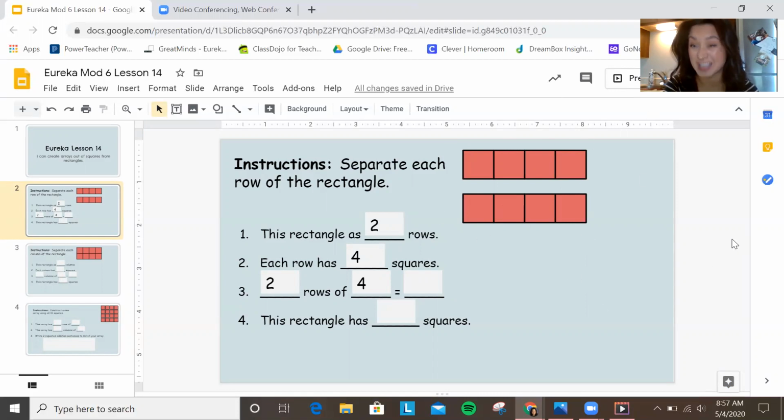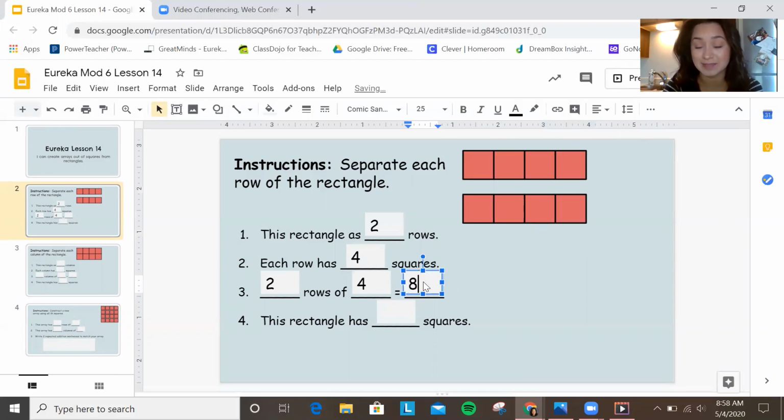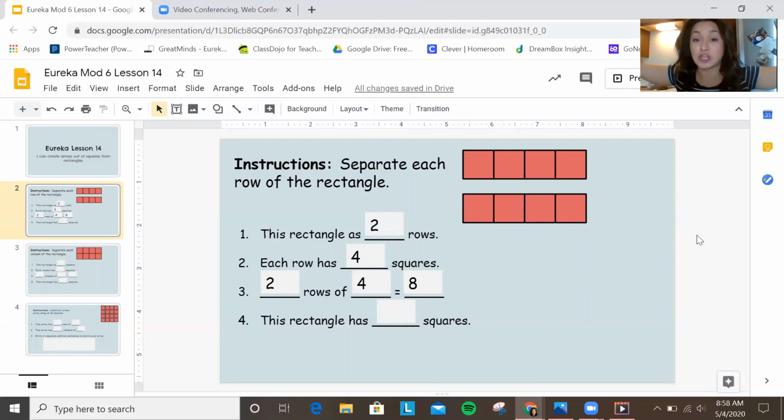We can solve this by skip counting. Let's try it. 4 plus 4 equals 8. Good. Another way to solve it is by counting up all the squares, but when we get to 3rd grade, we're going to have huge arrays and it would take us a long time to add up all of those squares. So skip counting might be our best option. So we have 2 rows of 4 equals 8.